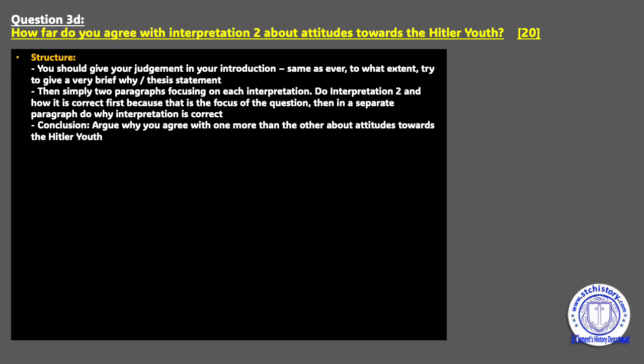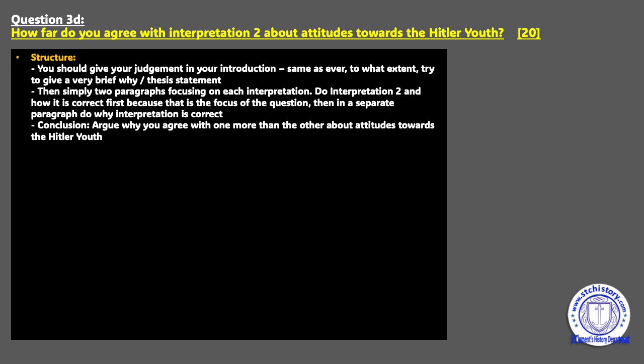Then after your introduction, and maybe a little bit of a thesis statement, as always, just briefly why you think that, you need 2 paragraphs in this case. One paragraph about interpretation 2 and why it's correct, and then another paragraph about interpretation 1 and why that view is correct. Essentially, why is it true that the Hitler Youth was bad, and why is it true that the Hitler Youth was good? And then a conclusion where you argue, and this is now where you say why you agree with one more than the other, about attitudes towards the Hitler Youth.